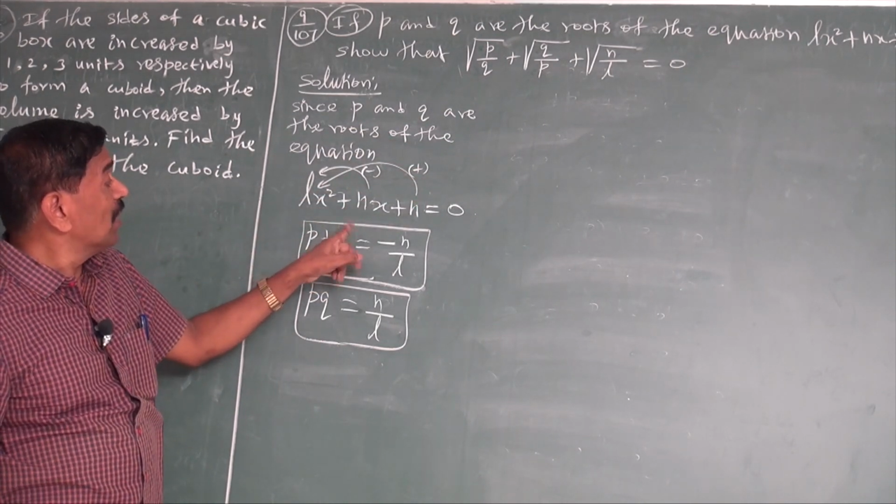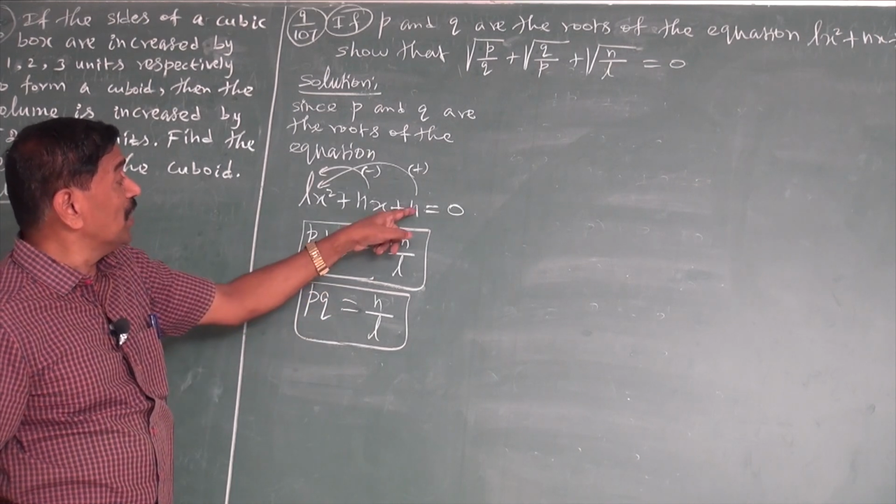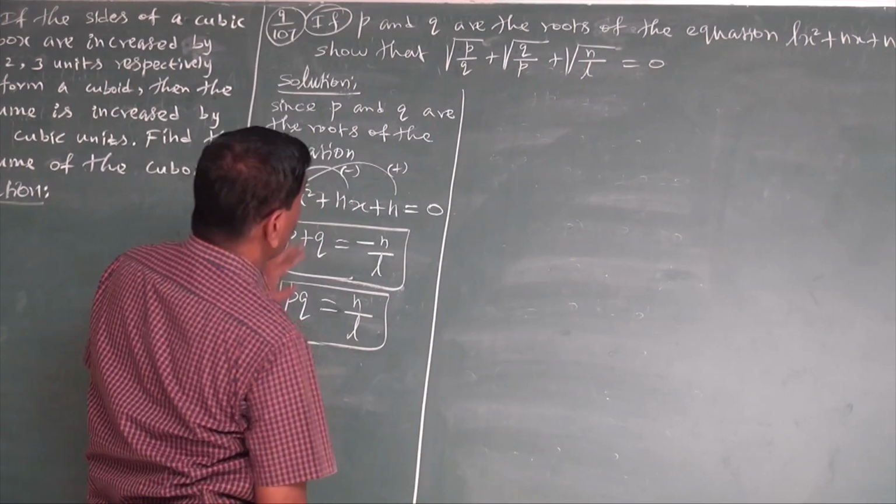Again, P and Q are the roots of the quadratic equation. Therefore, the sum of the roots is equal to minus B by A. The product of the roots P into Q is equal to C by A. Okay, the introduction is completed. Now draw the line. Now we want to prove this answer.